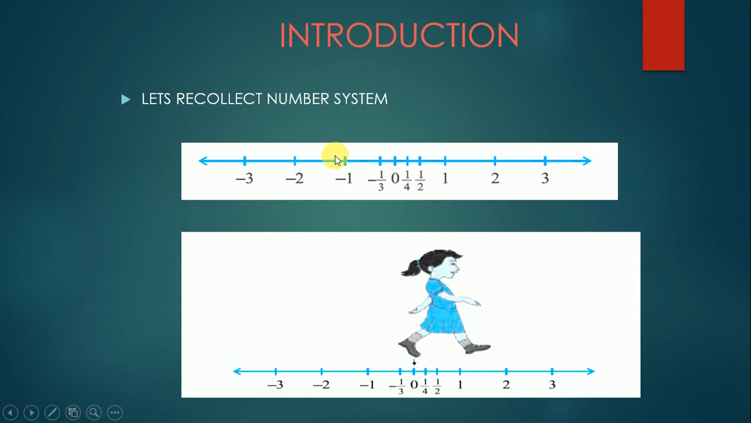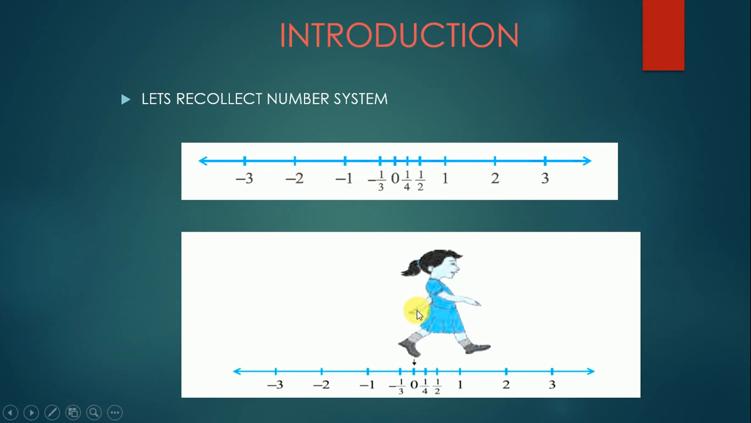And one more question. Which one is bigger? Minus 1 or 0? What is your opinion? Which one is bigger? 0 is the bigger one, right? And here the numbers are decreasing. But as we go to the right side, the numbers are increasing. Okay. So minus 3 is always less than minus 2 and minus 2 is always less than minus 1.